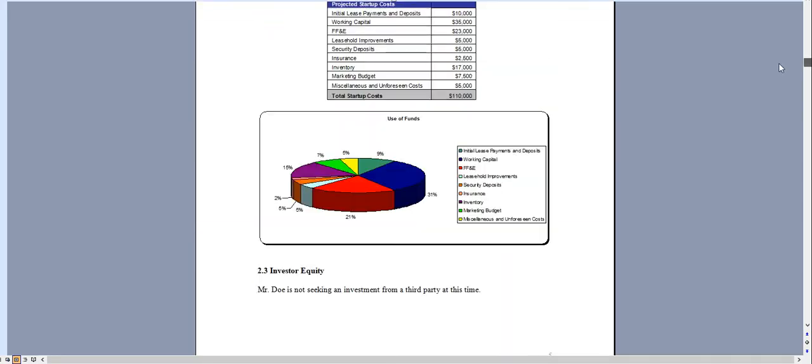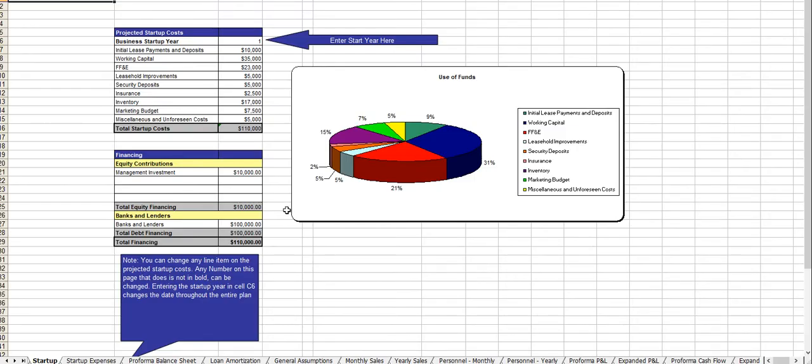Let me just scroll back up. And here's the financial model. Very easy to use, all the instructions are right on each tab. Here you put in the amount of money you're looking to raise and how you intend to use those funds.